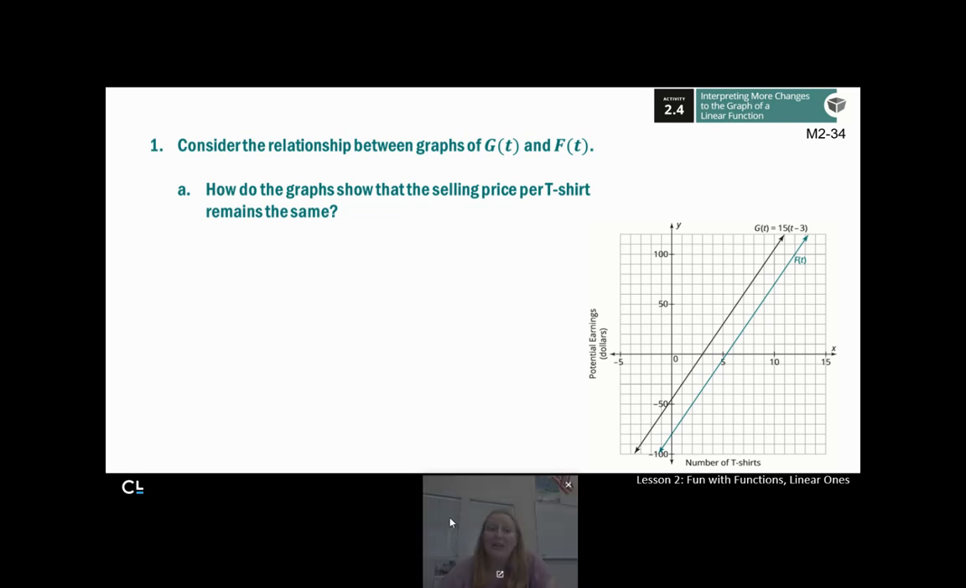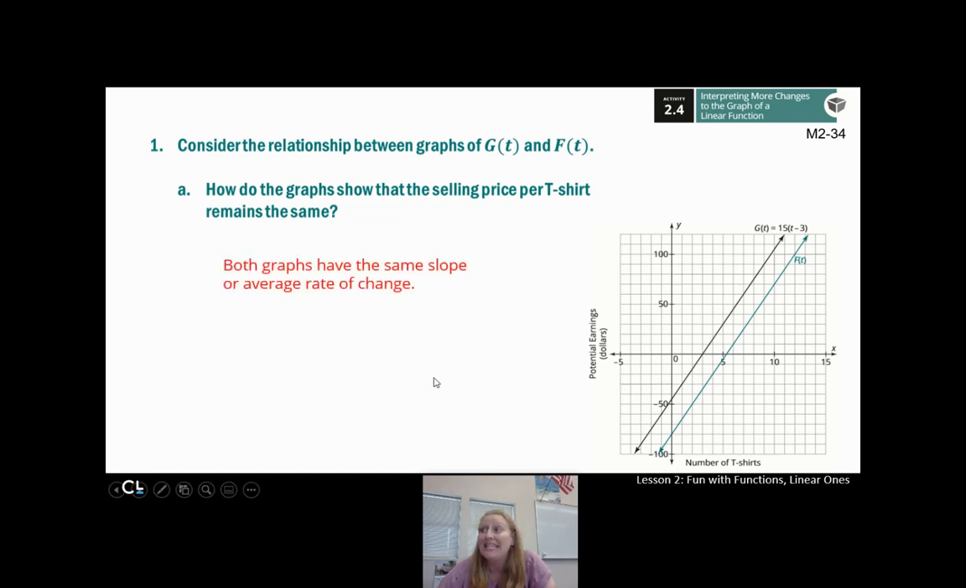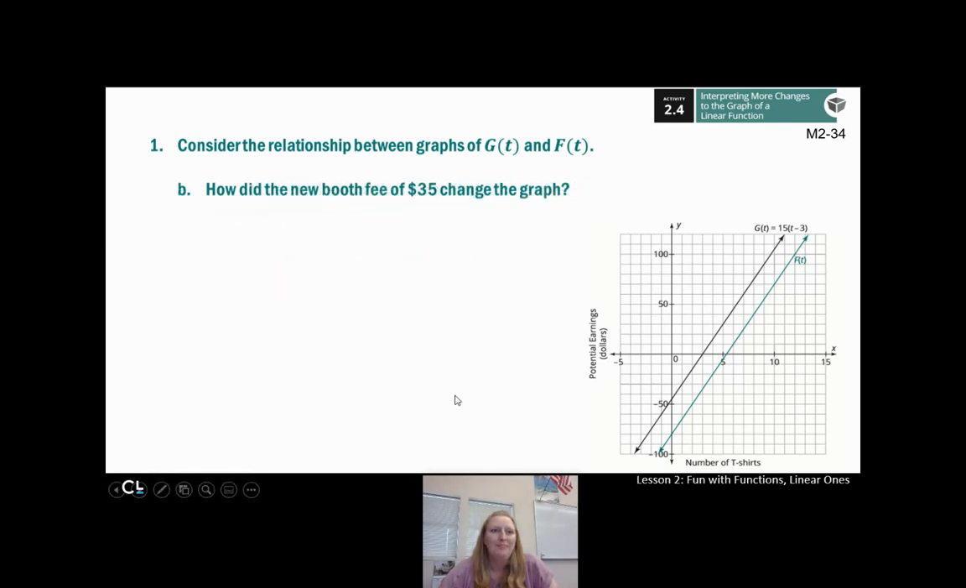So how do I know that these graphs are telling me that I'm still selling t-shirts for $15 a pop? Because they have the same slope or average rate of change. My average rate of change has not changed. I have the same slope. I'm still charging $15 per t-shirt. That hasn't changed at all. See, same slope.